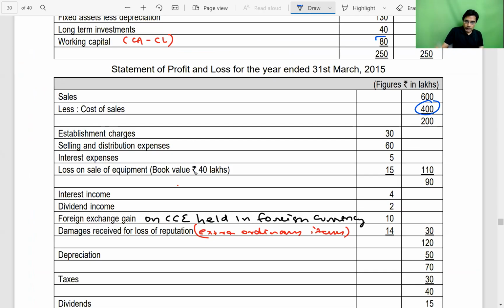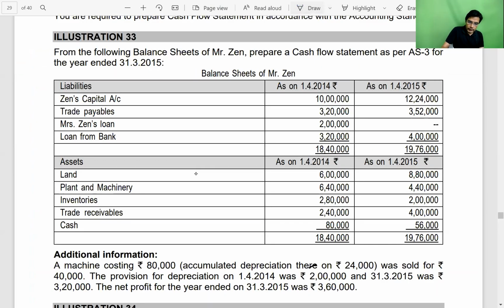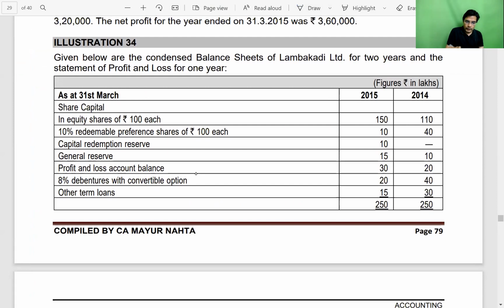Fine. So now let's come back to the question. We have done a lot of points. The basic information we have gathered. Now we'll start reading the question from top to bottom. Share capital 110 to 150.